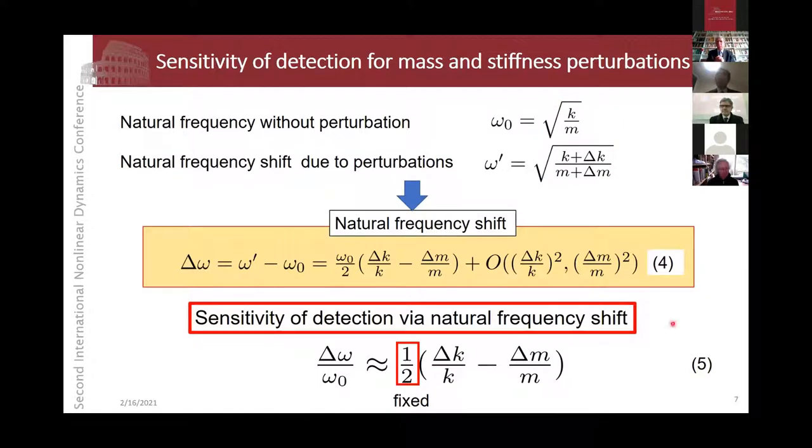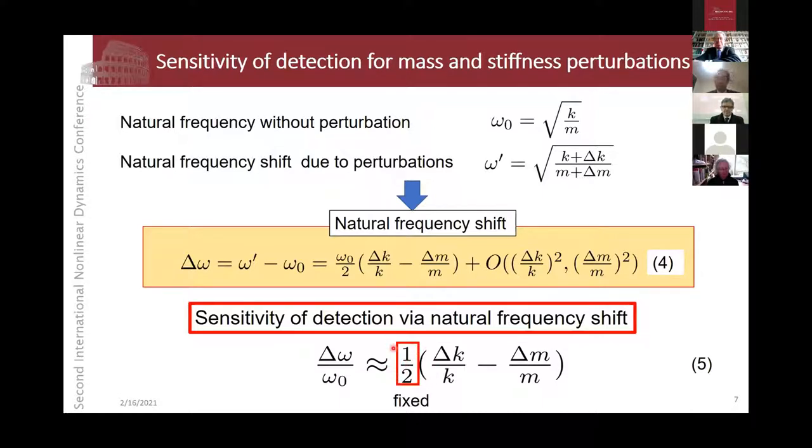We consider the sensitivity of the detection for the mass or stiffness perturbation, delta M and delta K. In the case without perturbations, the natural frequency omega zero is expressed as equation two. And the natural frequency shift due to the perturbation is expressed as equation four. Therefore, the relative sensitivity of the detection by using the natural frequency shift is fixed at 0.5.